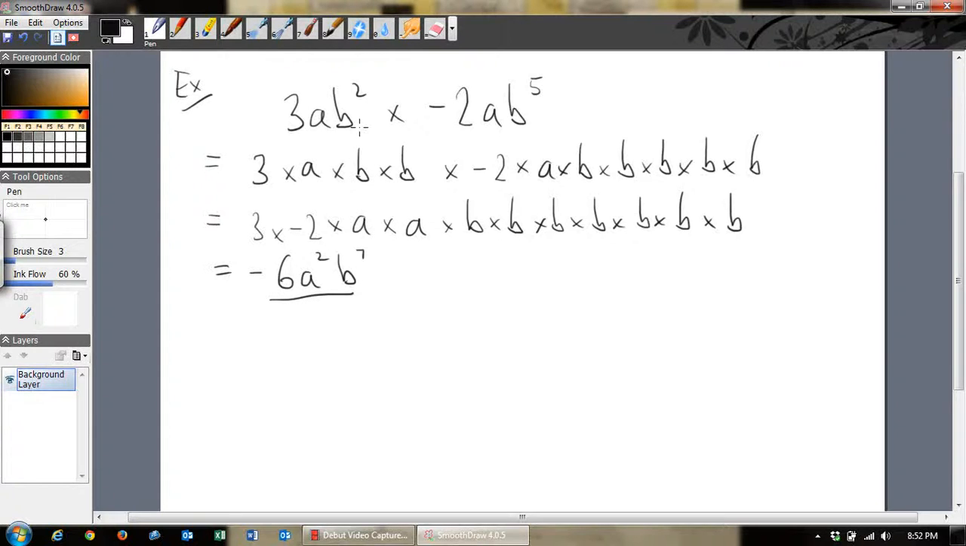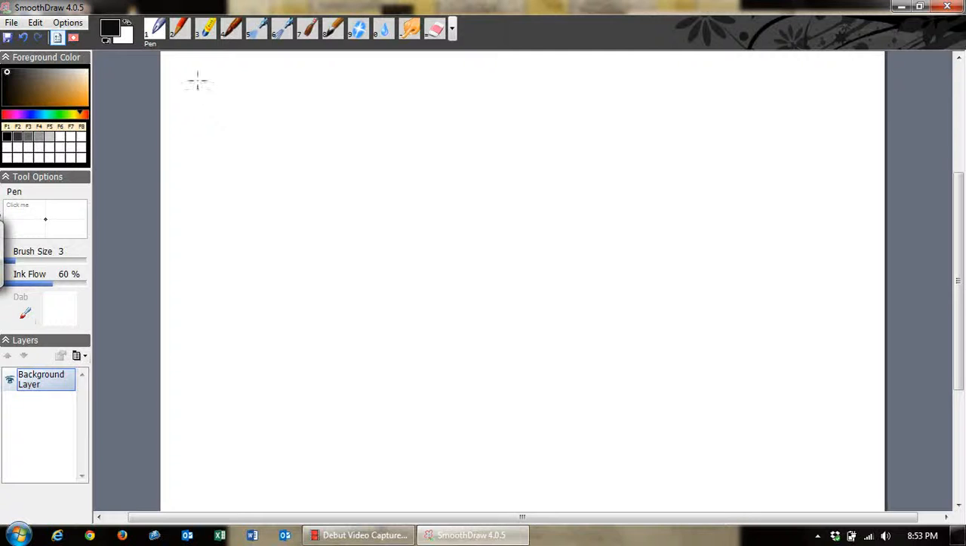Now, let's do it the fast way. Times your numbers together. What's 3 times negative 2 is negative 6. What's a times a? It's a squared. What's b squared times b to the power 5? If you know your index laws, you just add those two together and you get b^7. So that is a fast way to do some of these multiplications, and you'll get used to doing those. Fantastic. Let's go on to dividing.